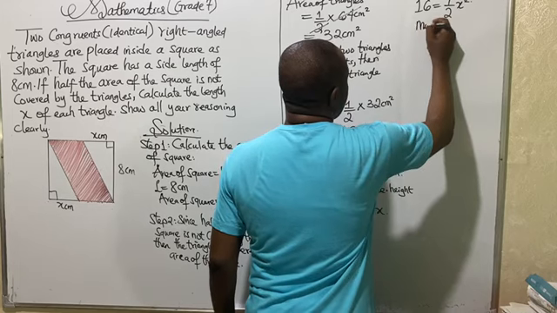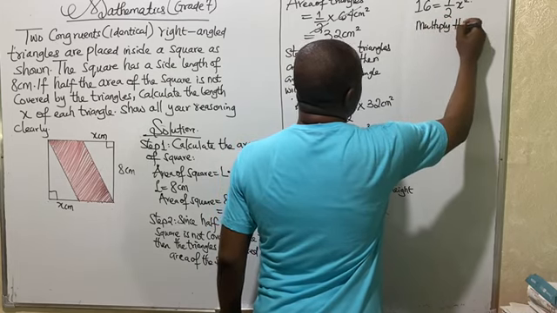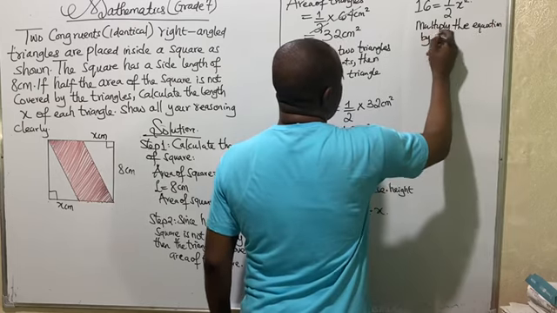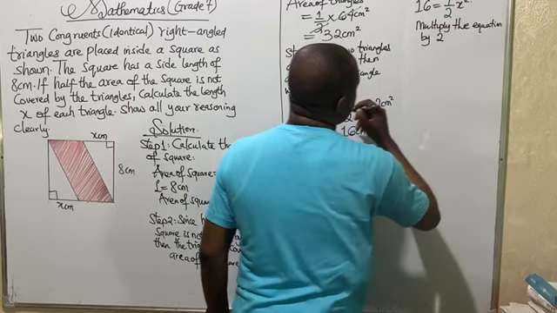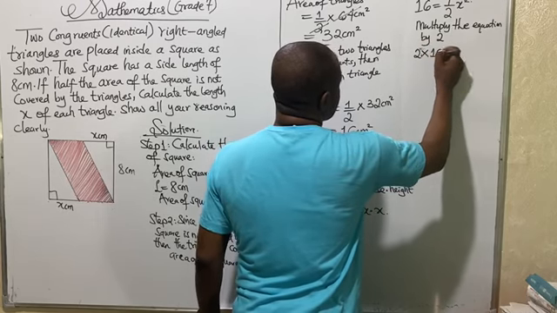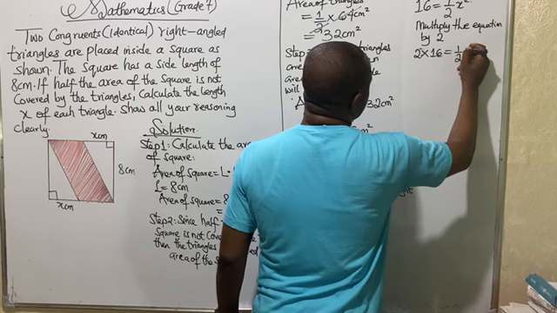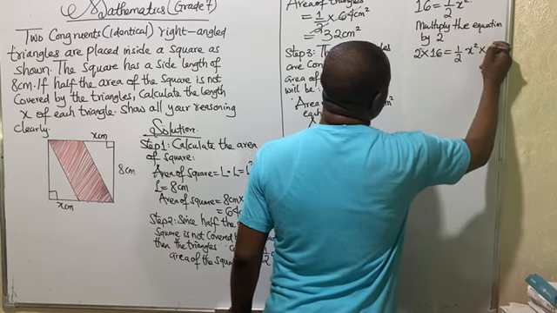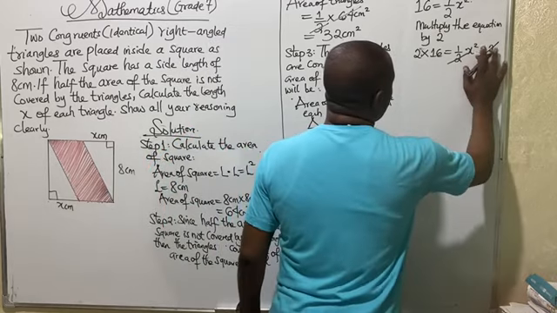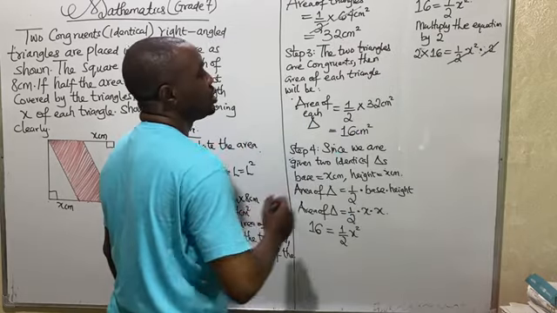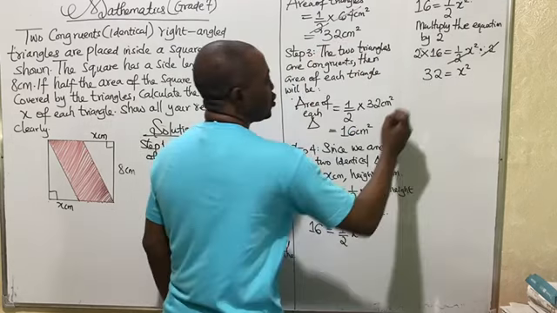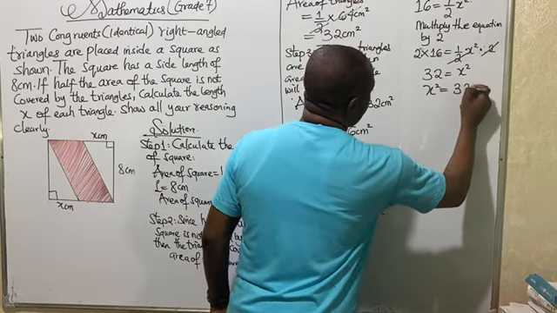From here, we say we have 16 equals 1/2 of x squared. Now, let's multiply the equation by 2. So we have 2 times 16 equals 1/2 of x squared multiplied by 2. So 2 divided by 2, that will be 1. In this case, we have 2 times 16 to be 32, and this is x squared. So we can write this again as x squared equals 32.